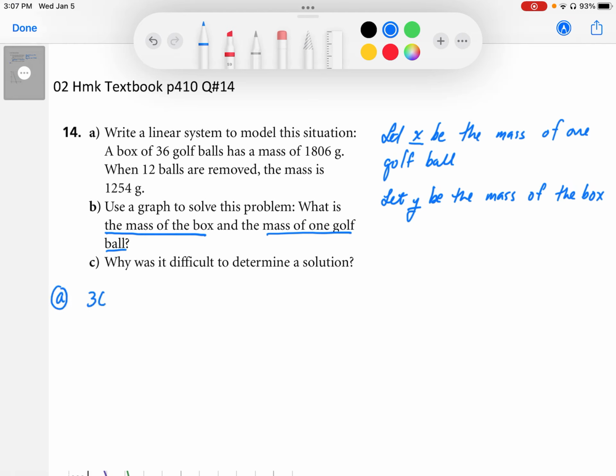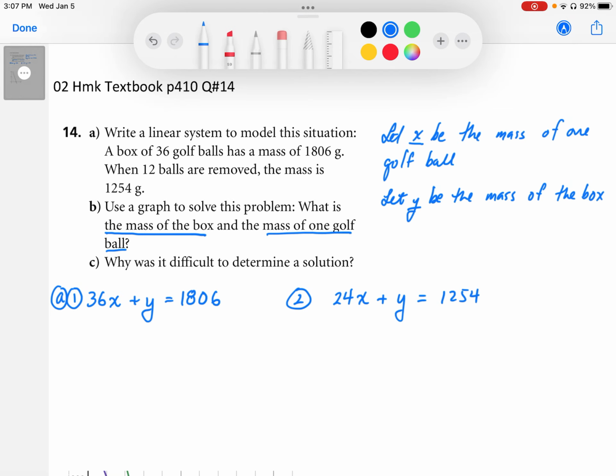So to write this system, this is part A, I'm going to have 36 golf balls times the mass of one golf ball plus the mass of one box equals the total mass, which is 1806. Okay, so that's one equation. The second equation is, 12 balls are removed. So now I have 24 golf balls times the mass of a golf ball. I still have them in a box, and now it weighs only 1254.